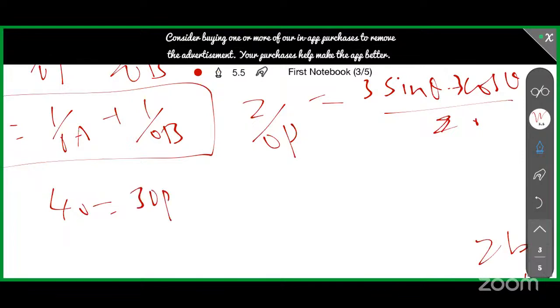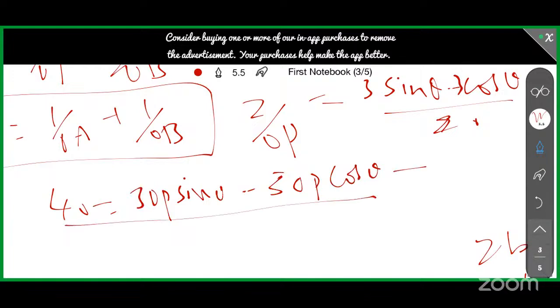Therefore, 40 is equal to 3 OP sin theta minus 3 OP cos theta. Yes or no? Yes, sir. Okay. So we'll keep this as equation number 1.